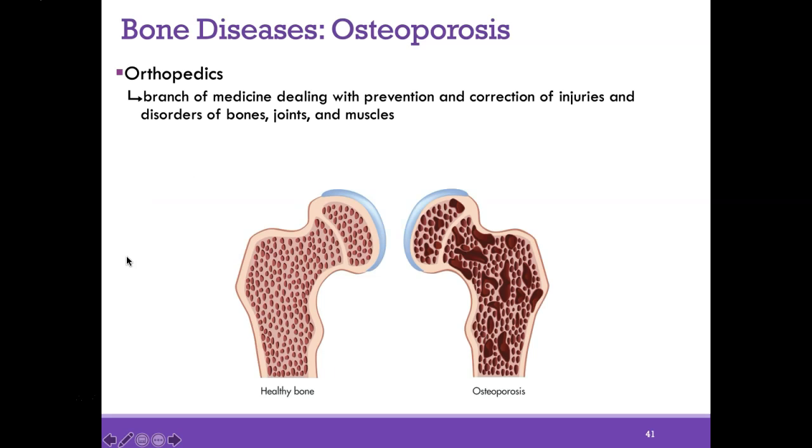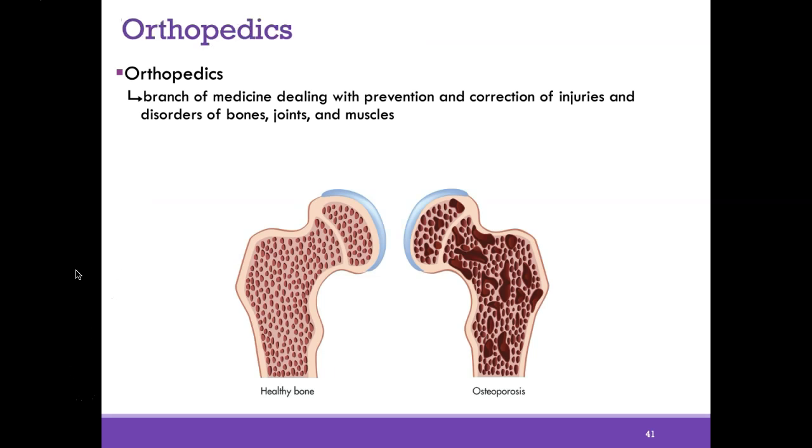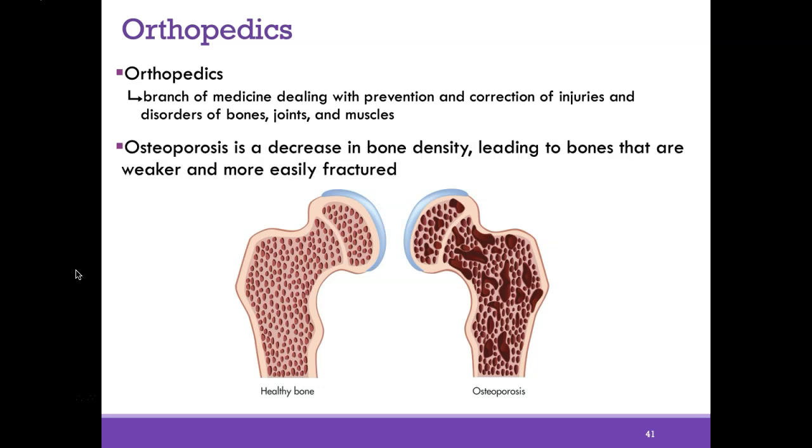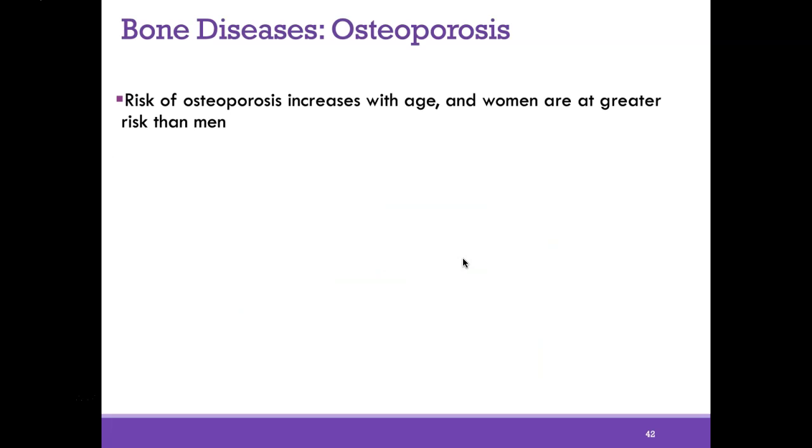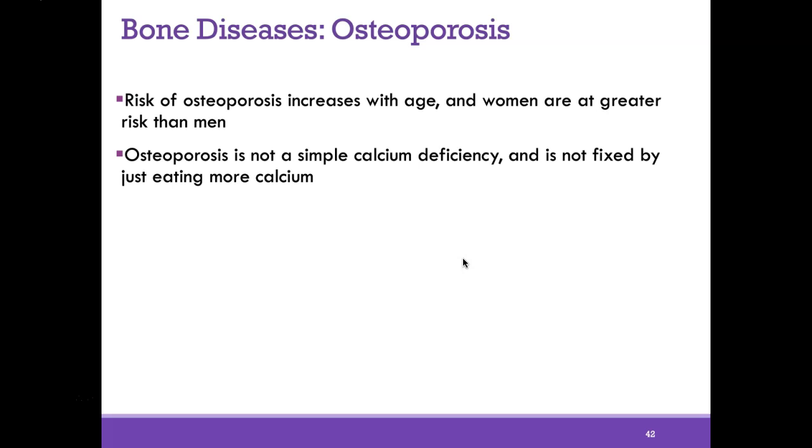So to conclude, orthopedics is the branch of medicine that deals with the prevention and correction of injuries and disorders of bones, joints, and muscles. Osteoporosis is a disorder you probably heard of already, and that's a decrease in bone density. And that leads to bones that are very weak and can be more easily fractured. So osteoporosis really looks like pores within the bone. And the risk of osteoporosis increases with age, and women are at greater risk than men.